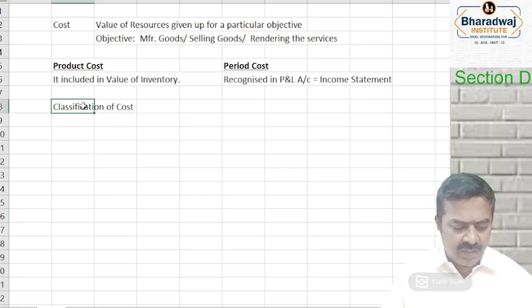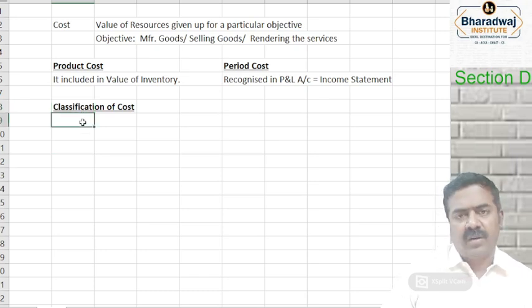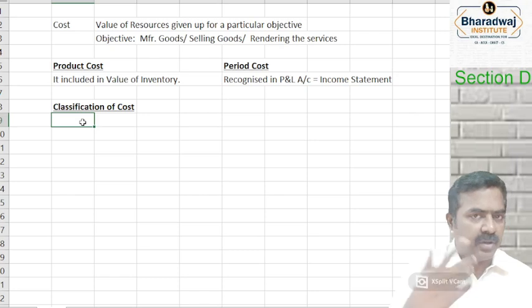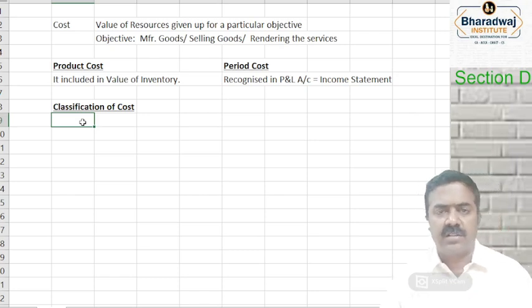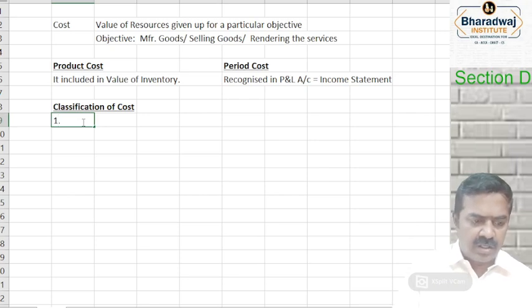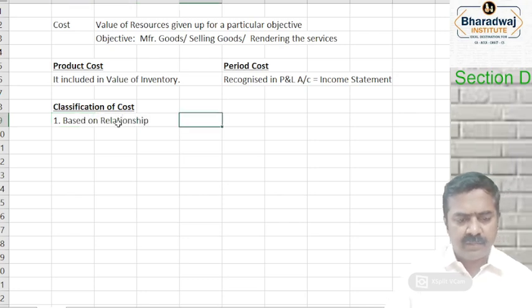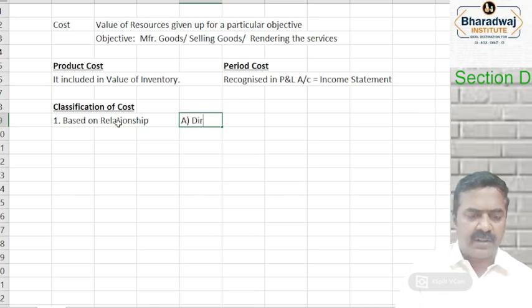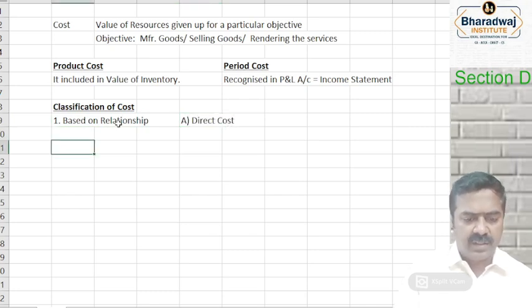Okay. So in this class, we will see about classification of cost. How do we classify the cost? I request you to take up running notes along with the class, maybe skeleton notes or small notes along with the class. One is based on relationship. Simple. Two types of cost: direct cost and indirect cost.